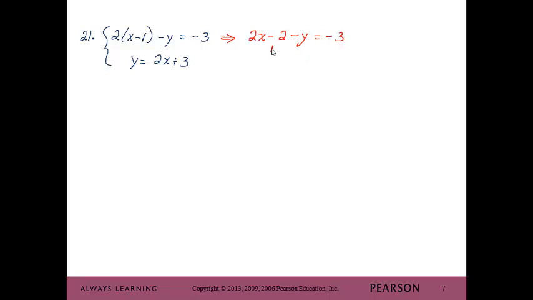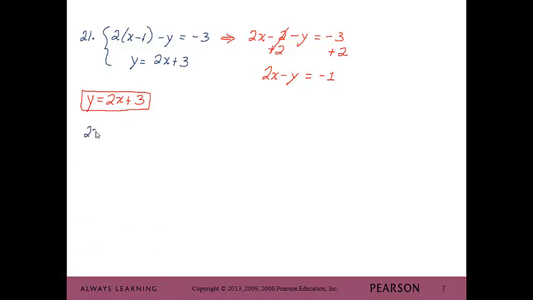And if I wanted to, let's go ahead and add the 2 on both sides. So now I have 2x minus y equals negative 1. So this is the first equation, and this is the second. Now the substitution method, the second equation is already solved for y, so we're going to use it. So we have y equals 2x plus 3. And we're going to substitute it into the first equation, everywhere we see a y.